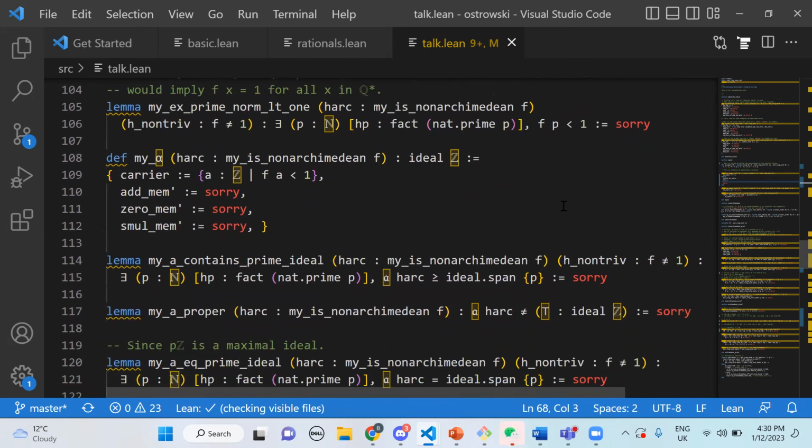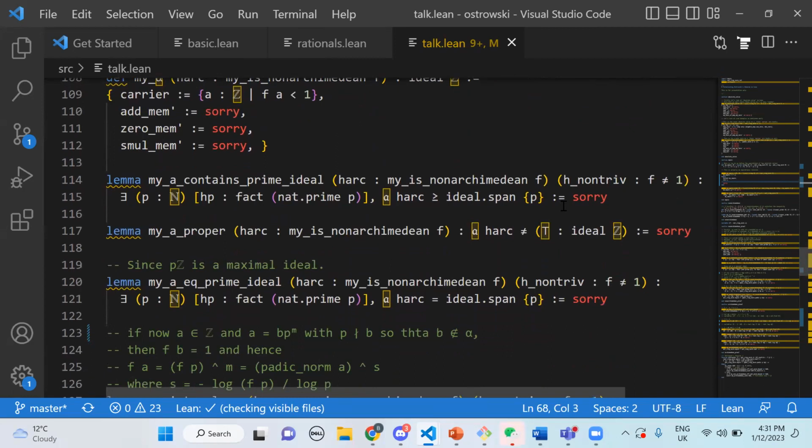So we know this forms an ideal, and this ideal contains the span of P, which is Pz. This is true because P is already in your ideal. And we know that Pz is what we call a maximal ideal. So it is maximal, and this alpha contains this ideal as well, which means that these two are the same, by proving that your alpha is proper.